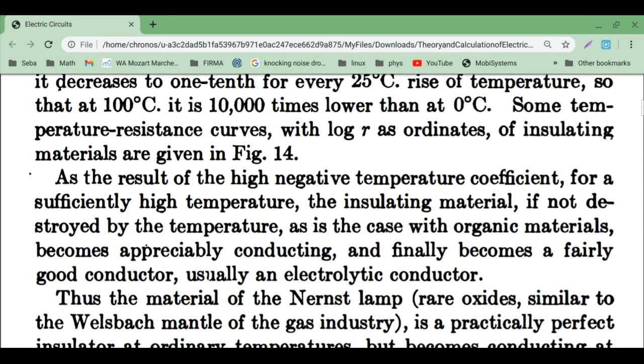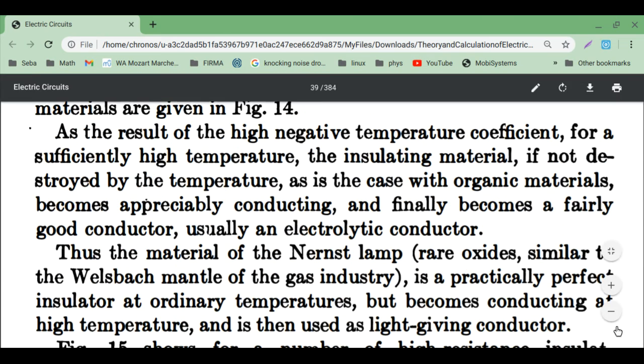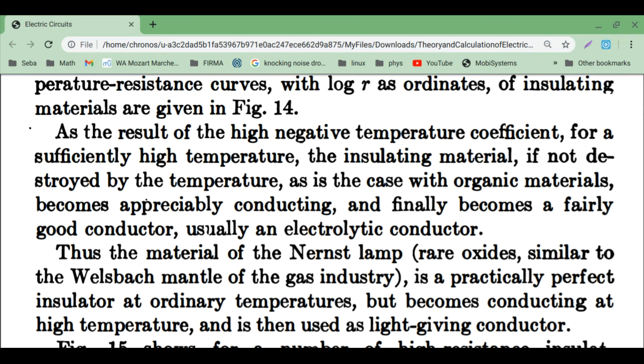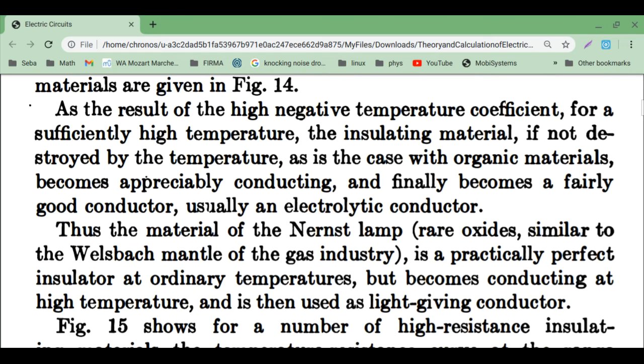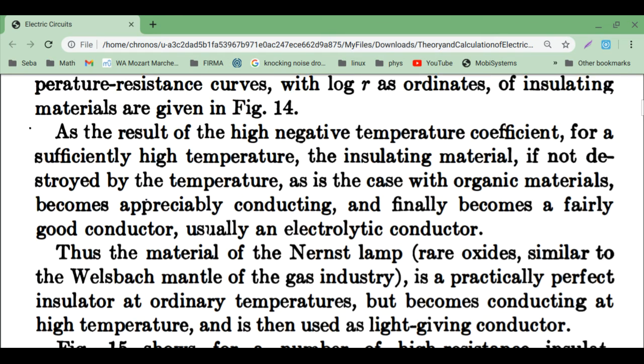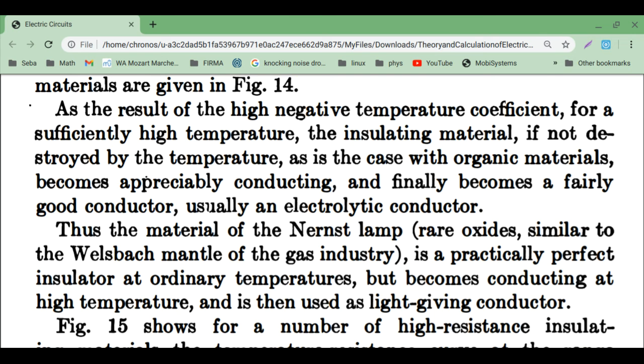As the result of the high negative temperature coefficient, for a sufficiently high temperature the insulating material, if not destroyed by the temperature, as is the case with organic materials, becomes appreciably conducting, and finally becomes a fairly good conductor, usually an electrolytic conductor.